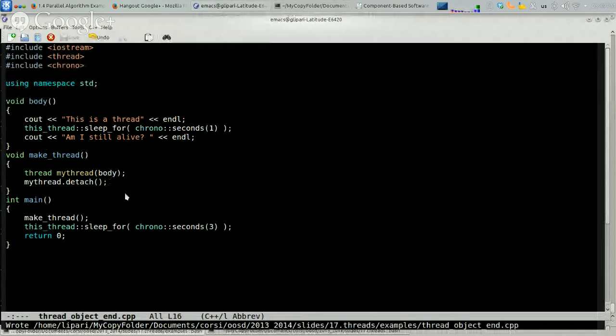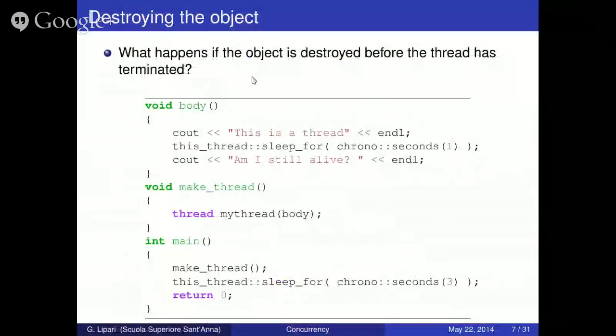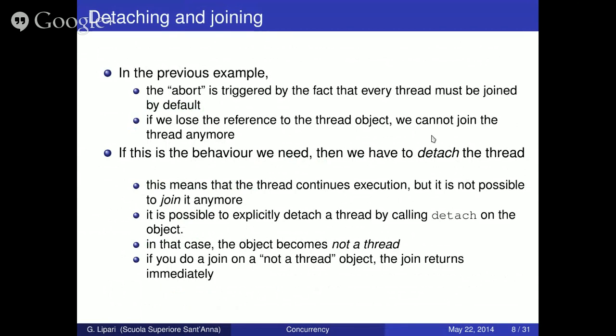So if an object is destroyed before the thread has terminated, then we have an error and the program aborts. If instead you want to achieve this behavior because you don't care about joining a thread, then you have to detach the thread. The abort is triggered by the fact that every thread in general must be joined by default. If we lose the reference to the thread, we cannot join the thread anymore, and so this is an error, and this is going to abort.